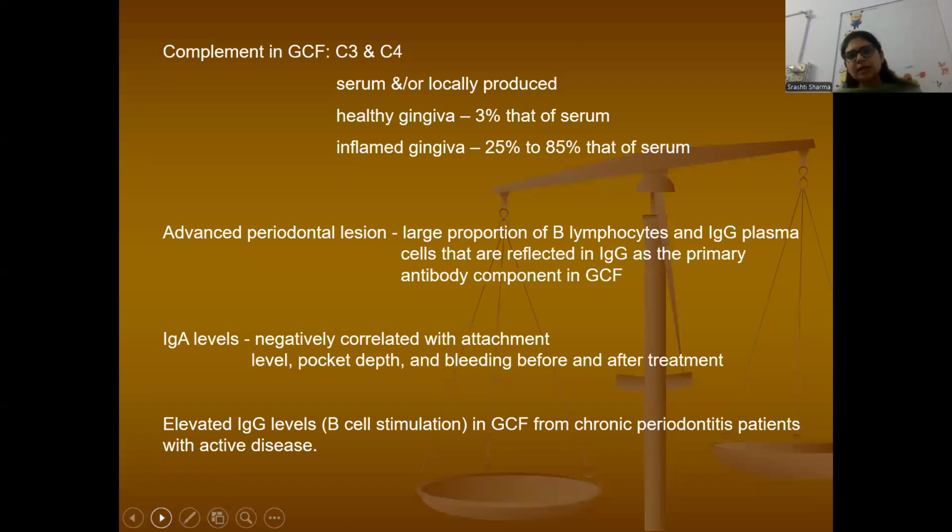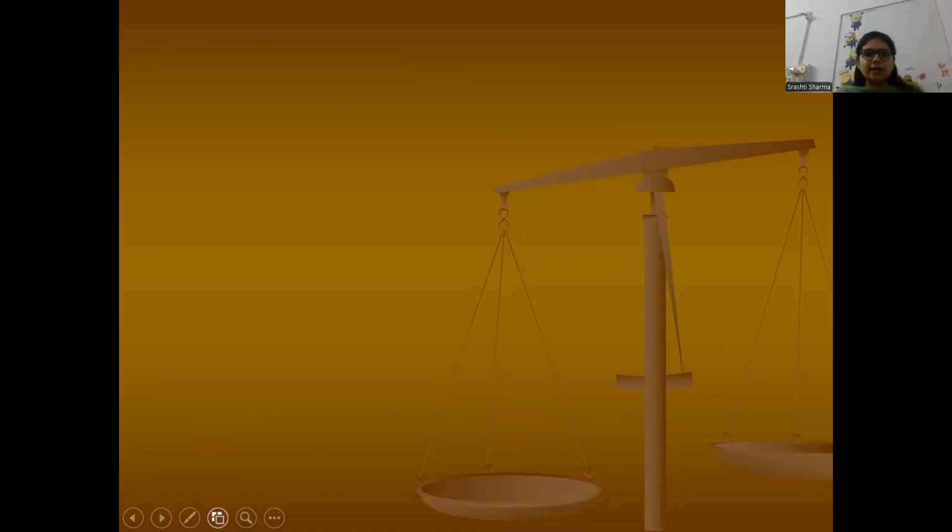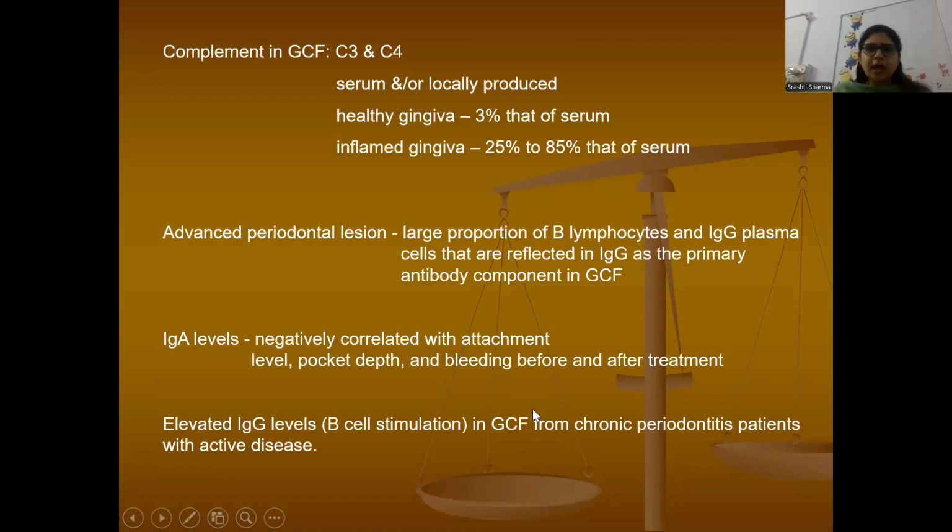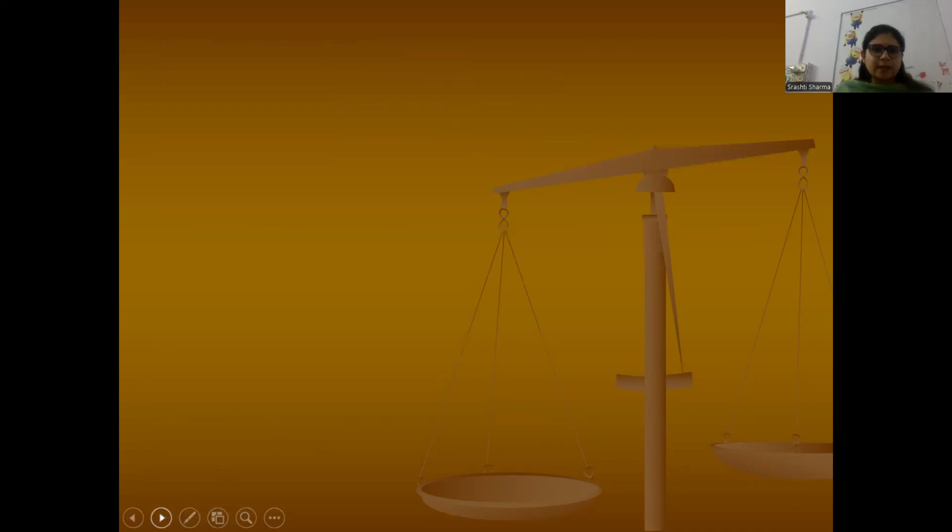Healthy gingiva, 3% that of serum. Inflamed gingiva, 25 to 85% that of serum. Advanced periodontal lesion, larger proportion of B lymphocytes and IgG plasma cells that are reflected in IgG as the primary antibody component in GCF. IgA levels negatively correlated with attachment level, pocket depth, and bleeding, before and after treatment. IgG levels reflect B cell stimulation in GCF from chronic periodontitis patients with active disease.